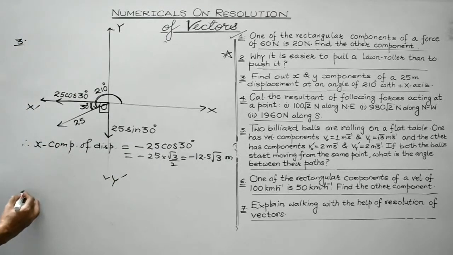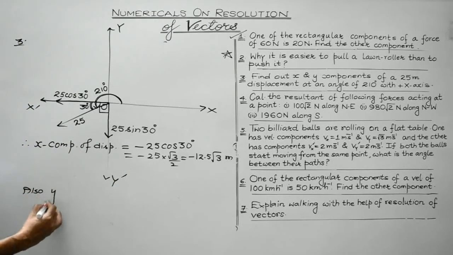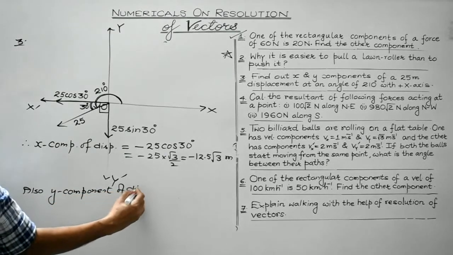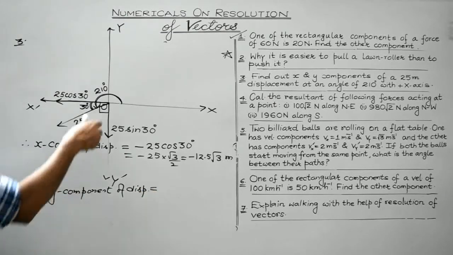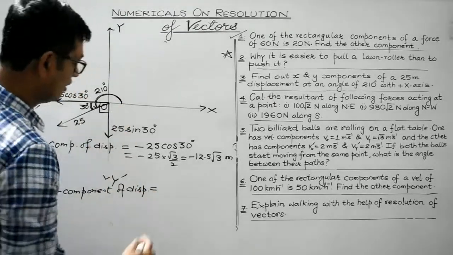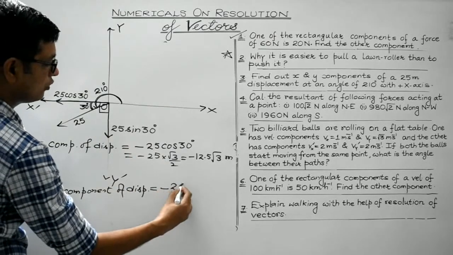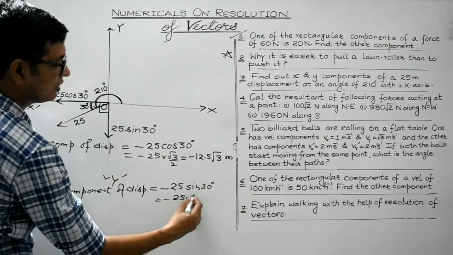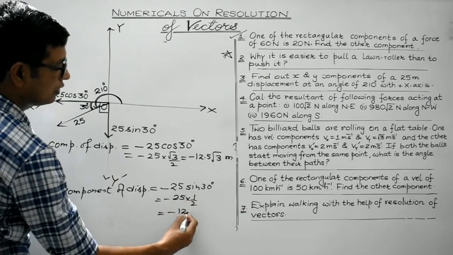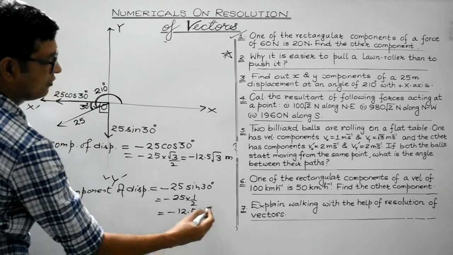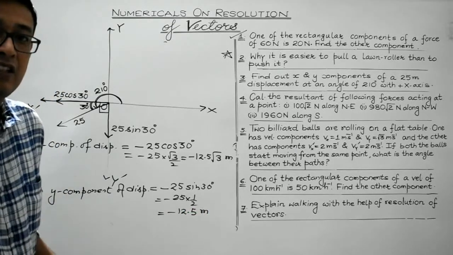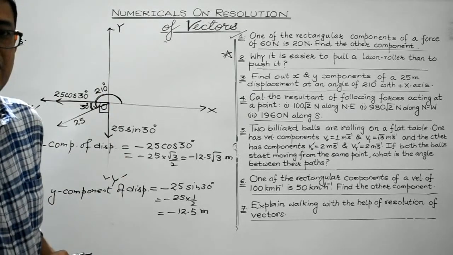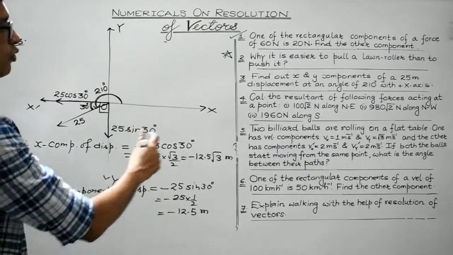Now, the y component of displacement will be, again, directed towards the negative y-axis. So it will be minus 25 sin 30. Sin 30 is half, so minus 12.5 meters. Again, the negative sign suggests that the y component is directed along the negative y-axis. Isn't it? So this is the solution of question number 3.